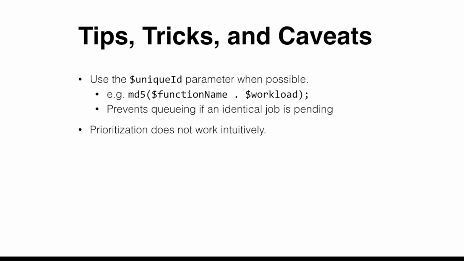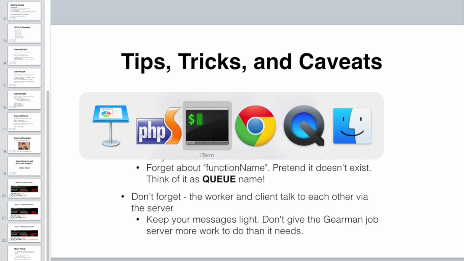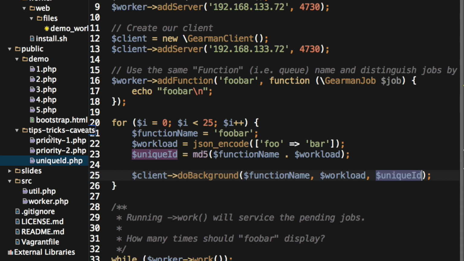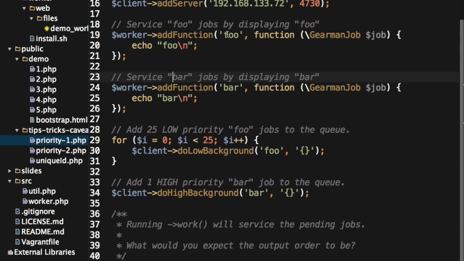A caveat is that prioritization doesn't work intuitively, at least not how was intuitive to me. It only takes effect if the function name is the same, and I'll show you what I mean here. The function name is this part here where you add function foo or bar, and you can send jobs at different priorities. You can send jobs either in the foreground or in the background, and you can send them at low, normal, or high priority.